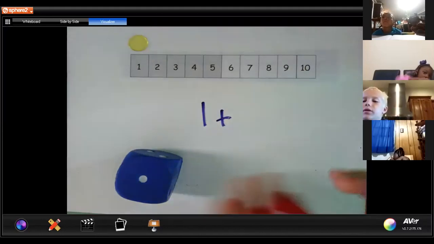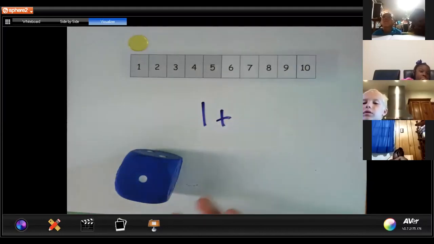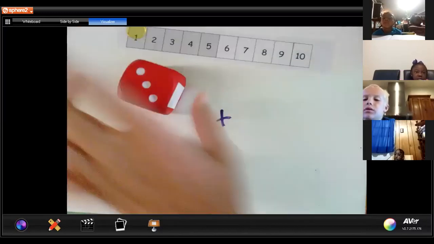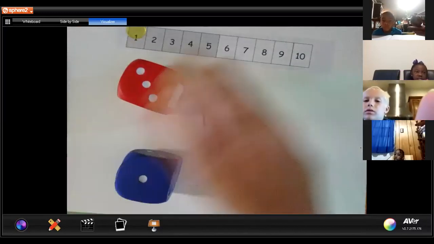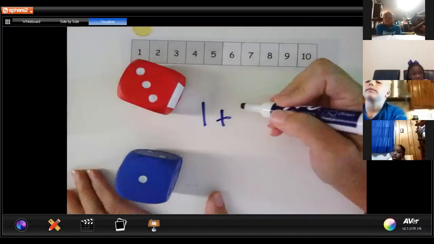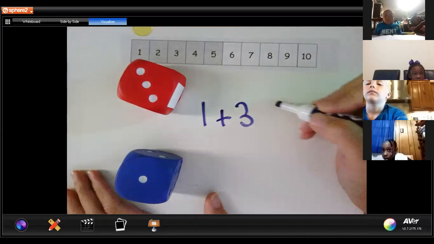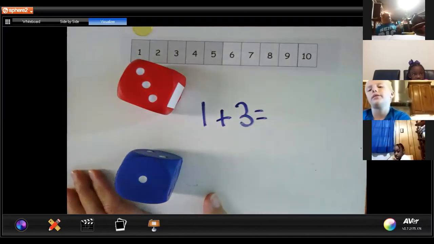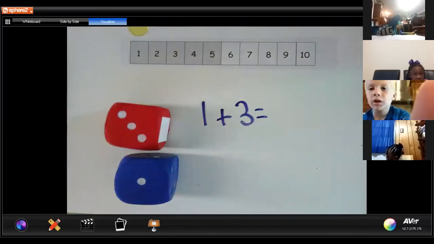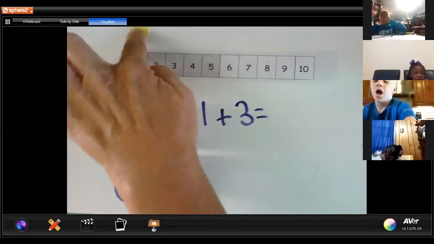Now let's see how many. I need to use smaller dice, don't I? Yeah. Now how many? 3. So what number am I gonna write? 3. Okay, how many hops? 3. Okay, let's hop. Ready?